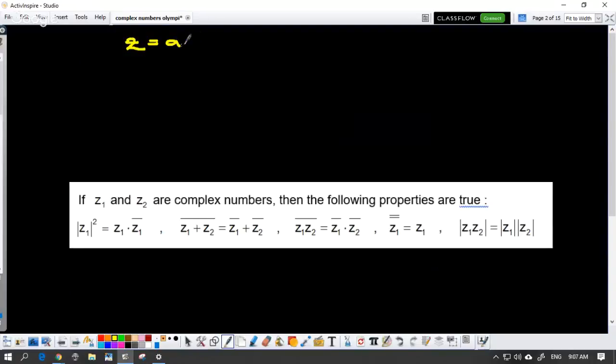Z is equal to a plus bi, if you remember, where a and b are elements of real numbers. And here also the modulus or conjugate. Let me firstly remind you about the conjugate. Conjugate was equal to a minus bi. If z is equal to a plus bi, z conjugate is going to be equal to a minus bi.